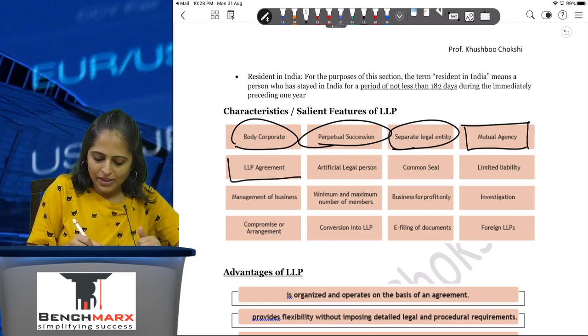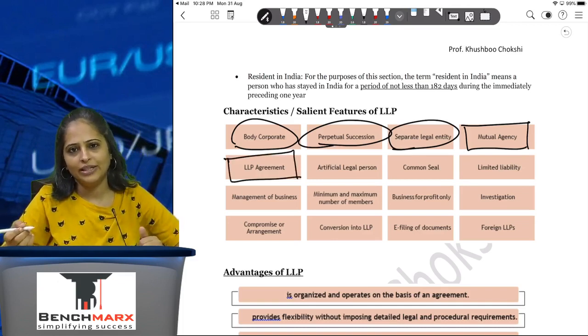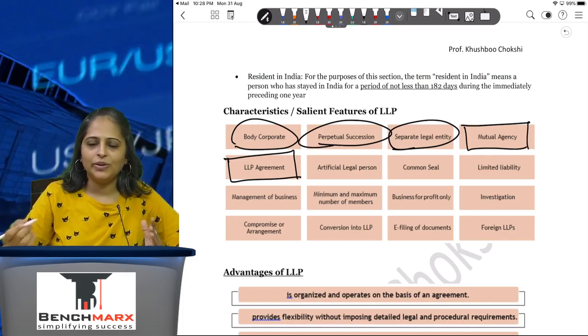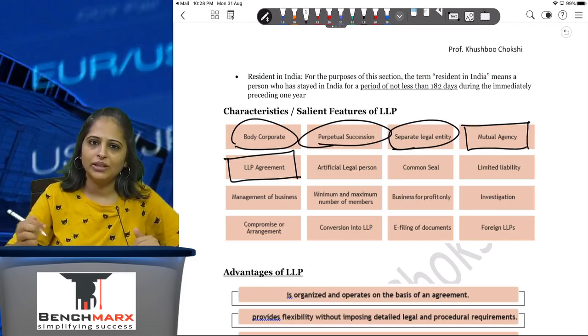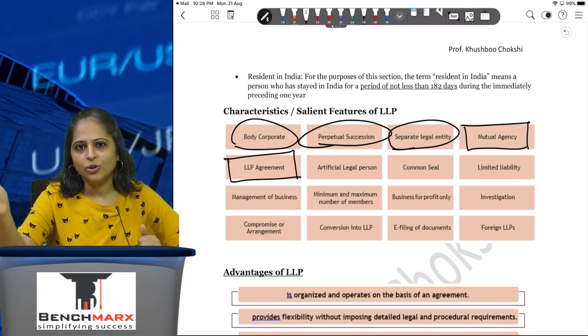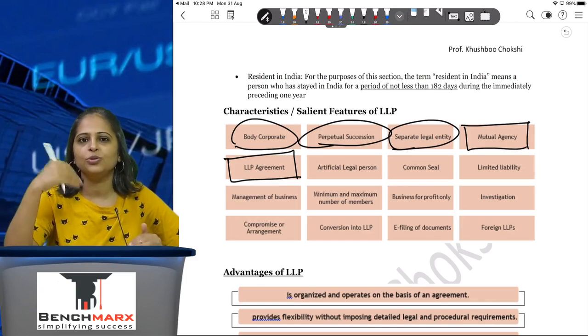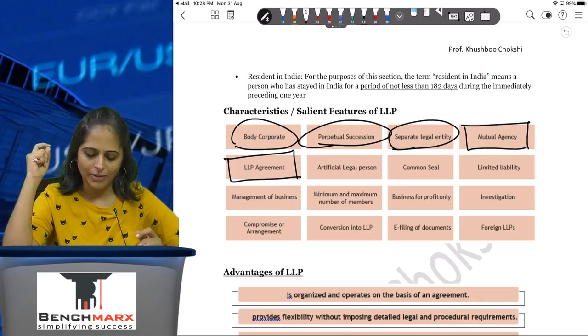Then there is an LLP agreement. Similar to how you have it in the Partnership Act, you need to have an LLP agreement in place between the partners, and the relationship between the partners will be governed by the LLP agreement. If you do not have the LLP agreement, there is a first schedule to the LLP Act which gives out the LLP agreement, which you can refer to if you don't have an LLP agreement between the partners.